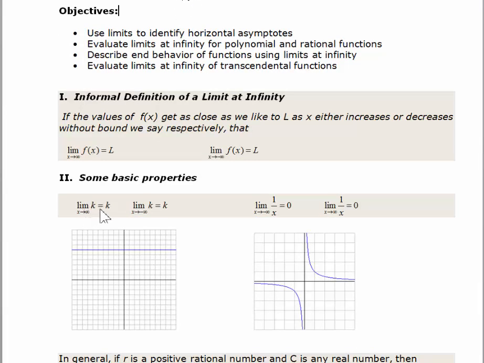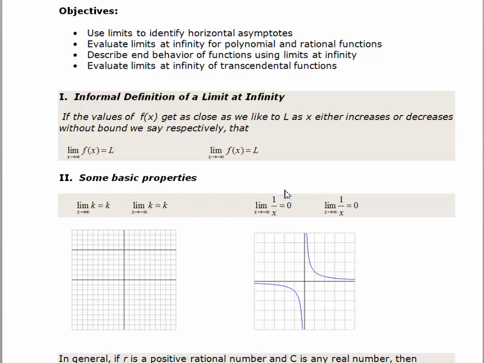Just like in the last lesson, we looked at some basic properties of limits, and the first one is the limit of a constant. Whether you're approaching infinity or a constant value, as in the last section, the limit of a constant is always a constant. You can see here that as x goes to infinity, the y values remain the same, they're k. And as x goes to negative infinity, your y values remain the same.